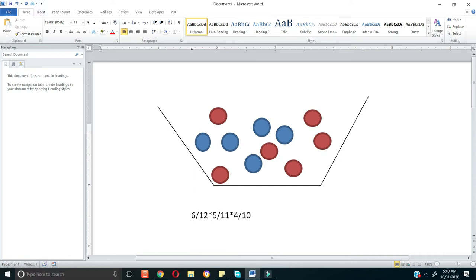So you can see that the subsequent trials are being affected by the previous trial. Alternatively, if I actually did pick a blue ball, then the probability is going to be 6 of 12, because we still have 6 red balls.